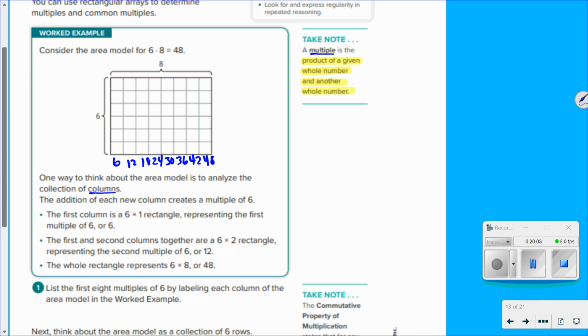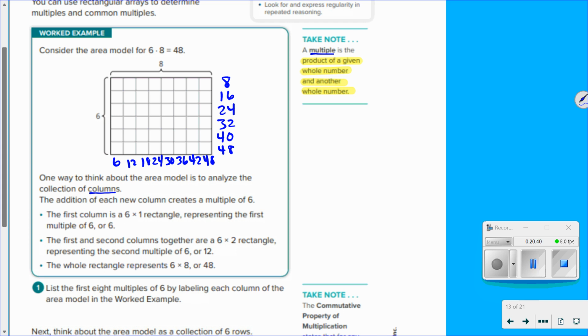Okay? Now, we could also analyze the rows. Which way do rows go? Sideways. That's left to right. So now, if I counted across, how many blocks would I have in my first row? 8. So then if I add in my second row, how many am I up to? 16. Then my third row, 24, 32, 40, 48.